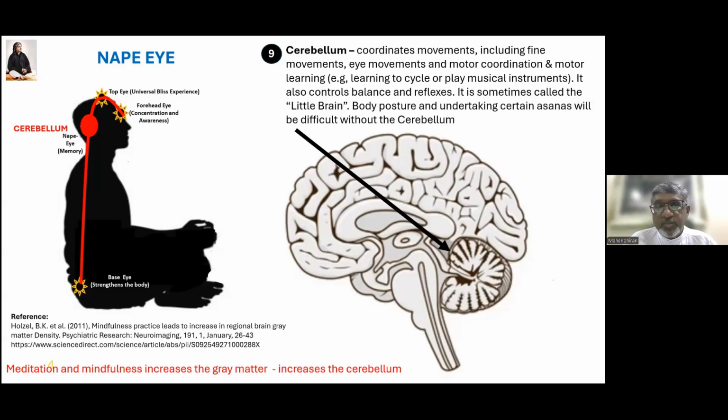And you see that if this part of the brain is not functioning properly, we have balance problems. And also it has an impact on our memory, right? So meditation, mindfulness, all these practices, yoga practices, sitting in these asana positions, actually stimulates that energy flow through that highway, the red color thing that you're seeing. It actually strengthens that station in the back, which we call the nape eye or the cerebellum. And that stimulation actually enables the growth of cells, the growth of gray matter, and that increases.